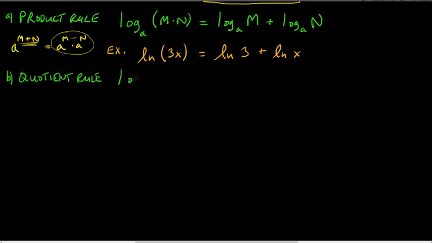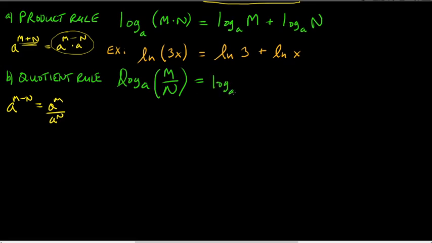And that says what you have when you have a logarithm, log base a, of, let's say, m divided by n. Well, if you remember the rule for exponents, a to the m minus n is a to the m divided by a to the n. So likewise here for logarithms, log base a of m over n is just going to be the difference: log base a of m minus log base a of n.